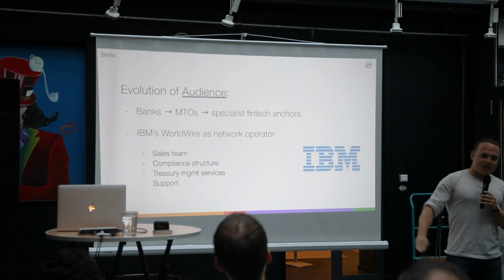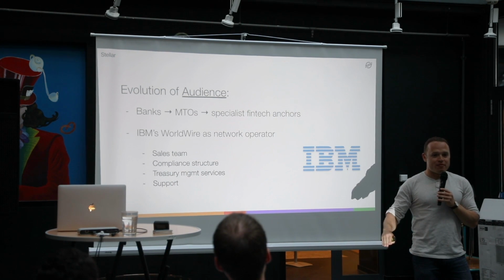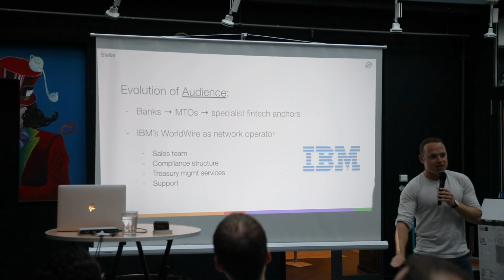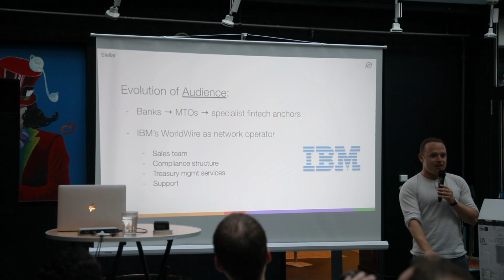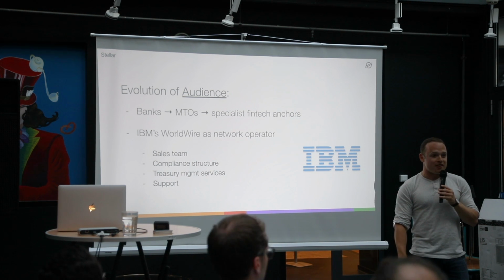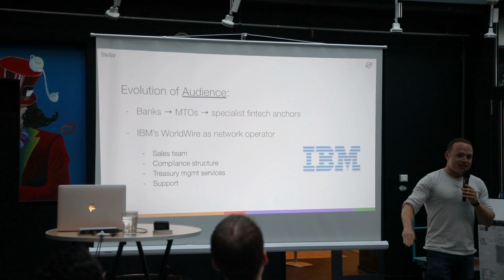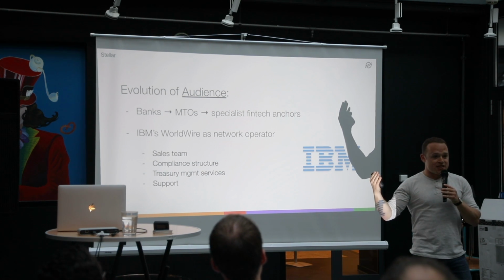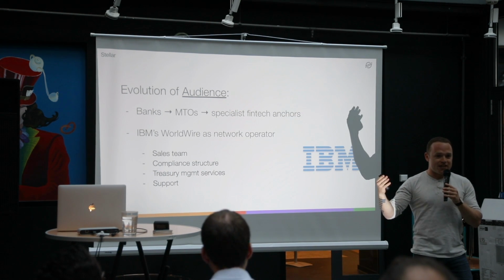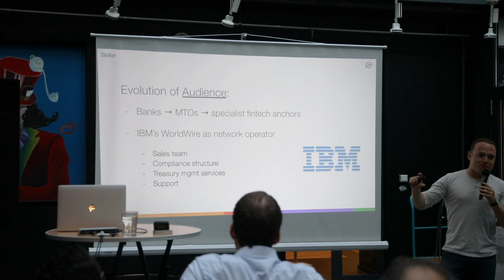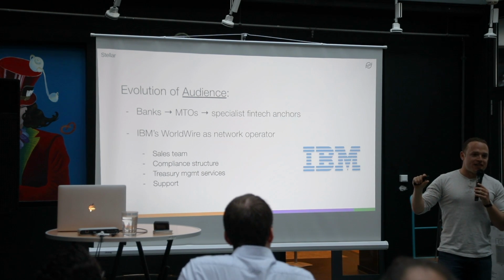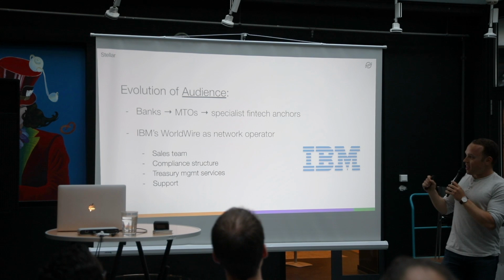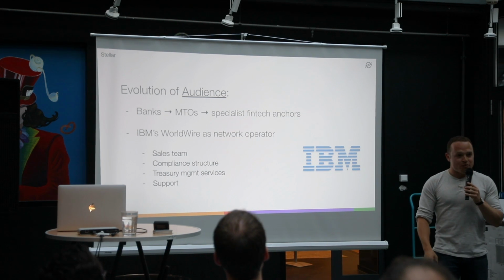So if you think about the stack in payments, Stellar sits at the very bottom. It's low-level infrastructure. It's a protocol. It's like SMTP for email. You can think of it that way. At the top of the stack, there are the actual financial institutions, the banks, the MTOs, et cetera. And in the middle, what was missing this whole time is something that we refer to as a network operator. And that is what IBM is doing with their WorldWire product.